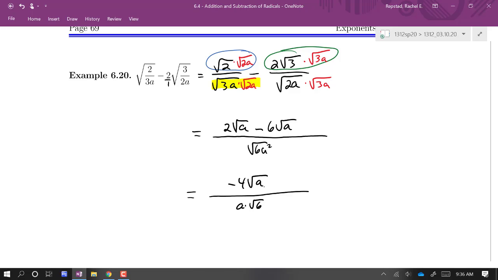Now let's rationalize the denominator. Liz, question. Did I make a mistake? Okay. I'll figure it out. Okay.